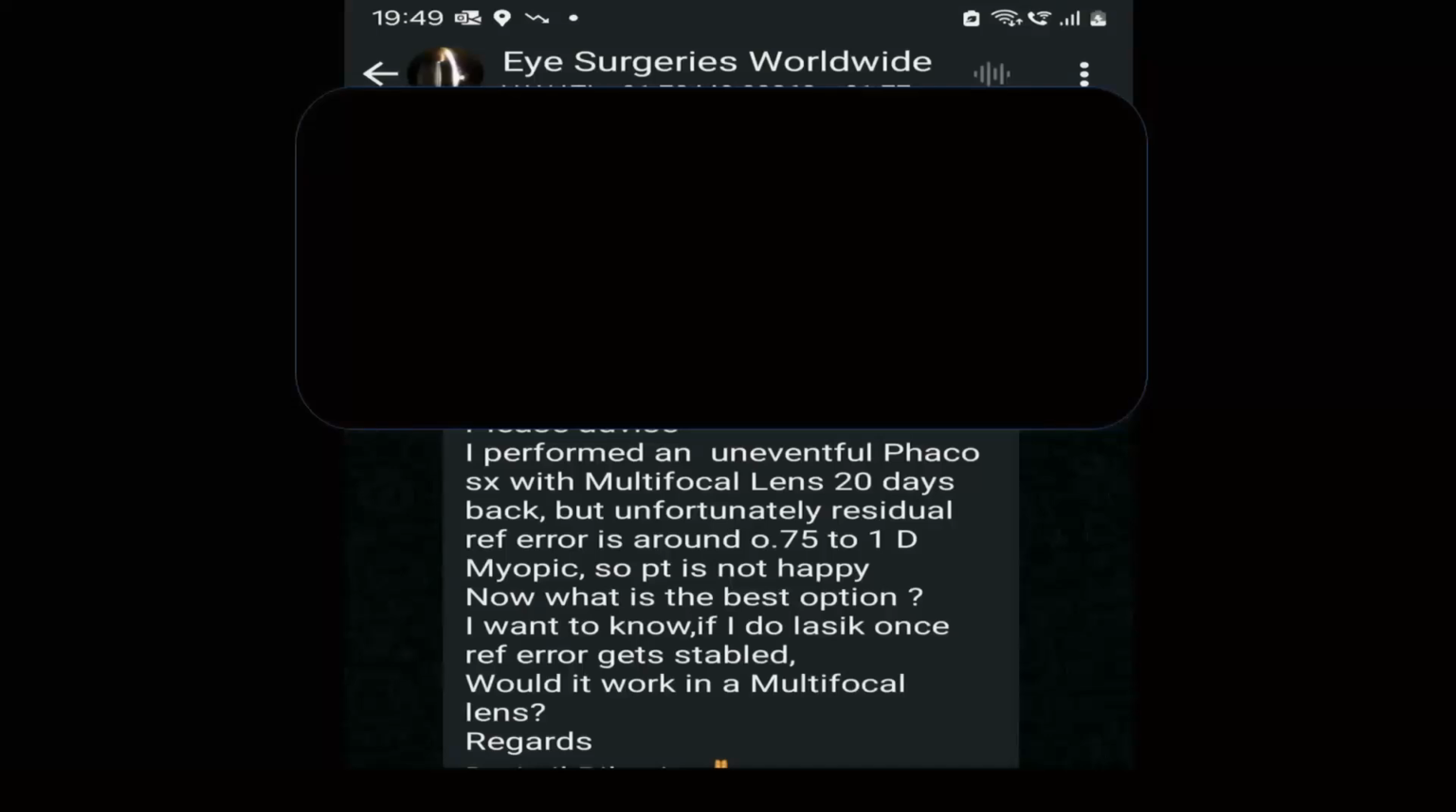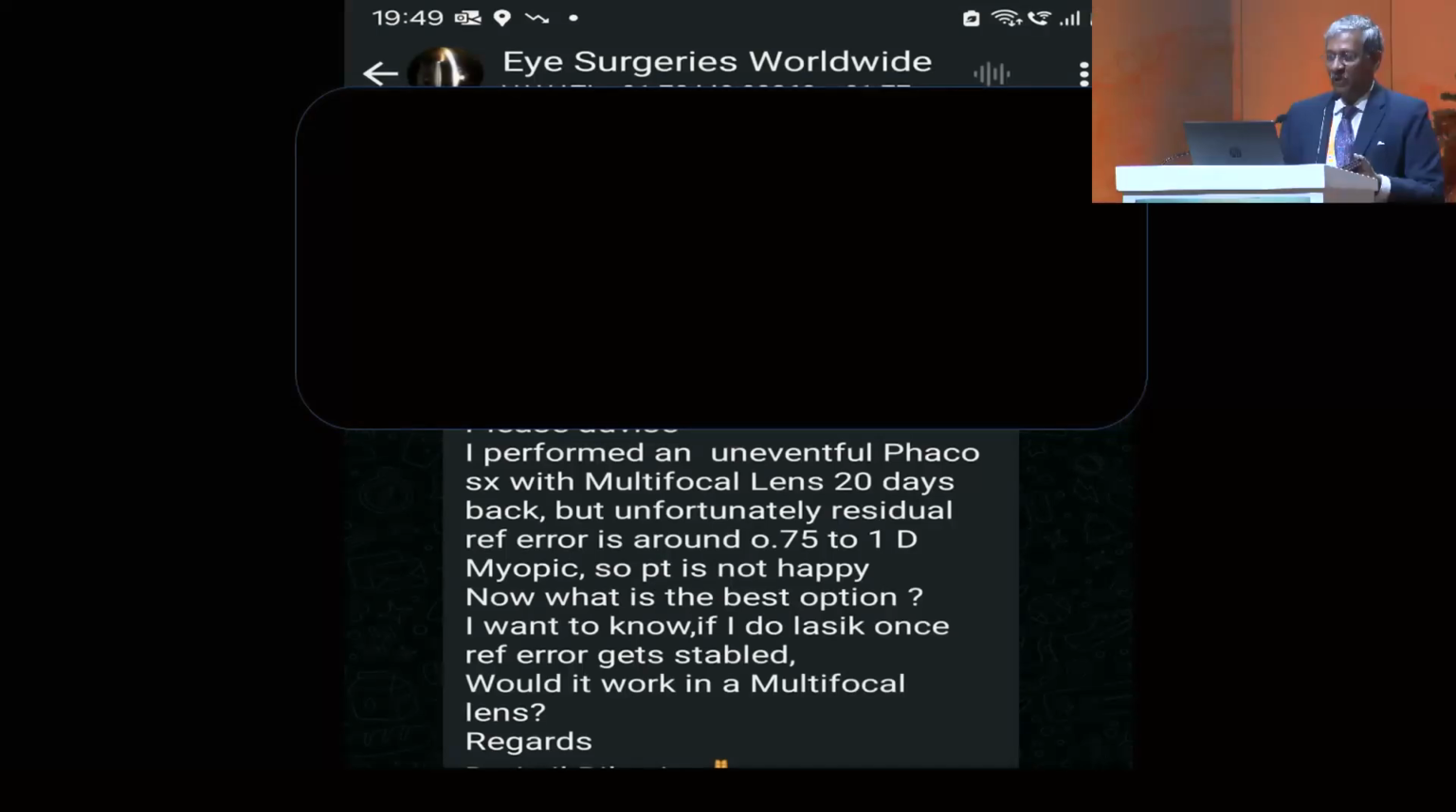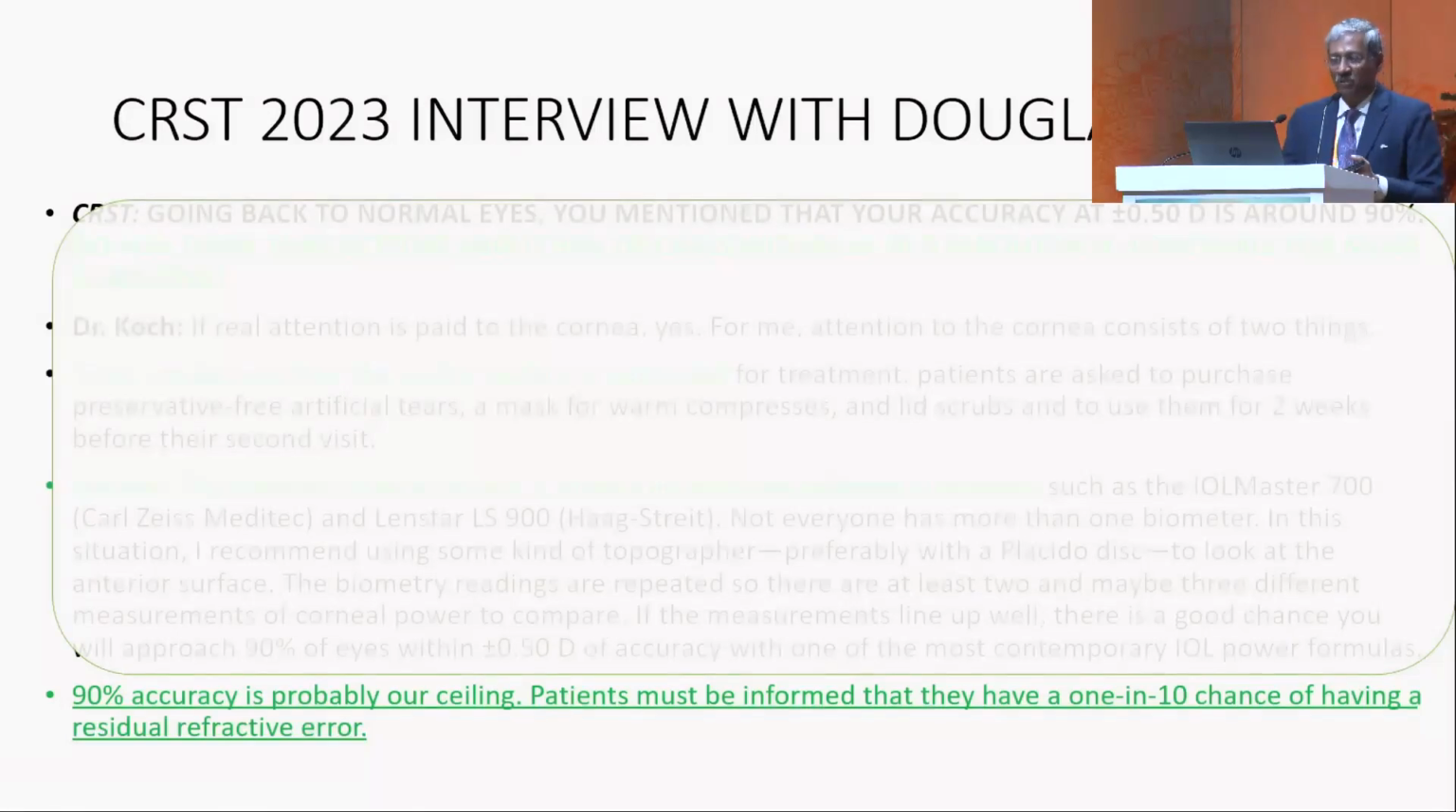Thanks, Arup. My talk is on incorporating cutting-edge technology into IOL power calculation. In a WhatsApp group, you always end up seeing these kinds of messages: I performed an uneventful phaco with a multifocal lens 20 days ago. Unfortunately, the patient has a residual error of 0.75 or 1 diopter, and the patient is not happy. Now, what is the best option? We see these messages, and it troubles all of us.